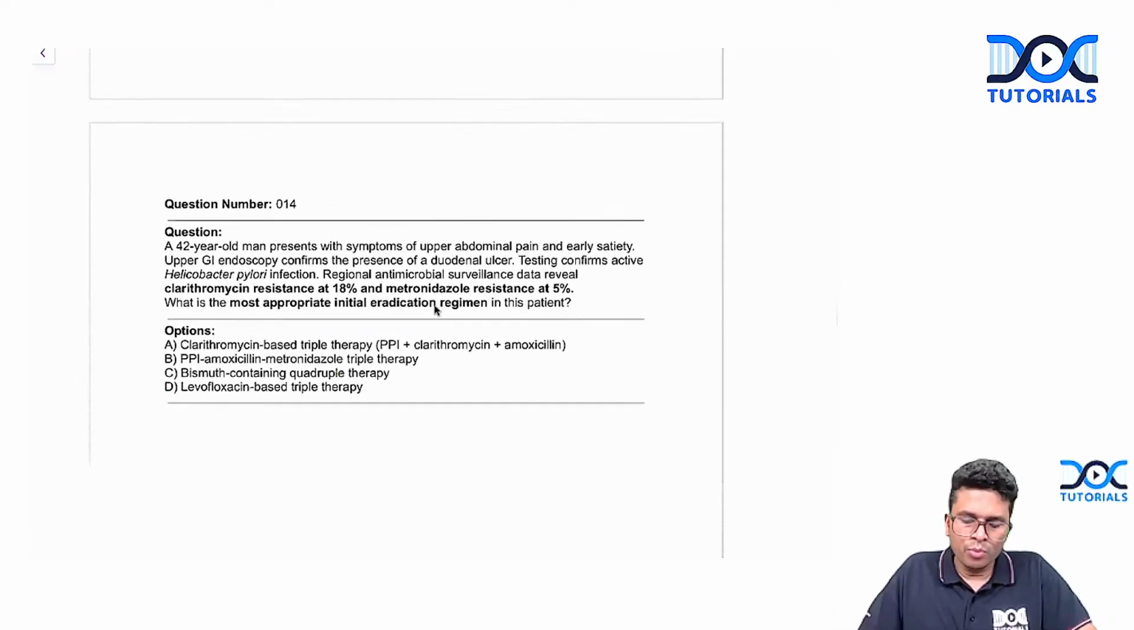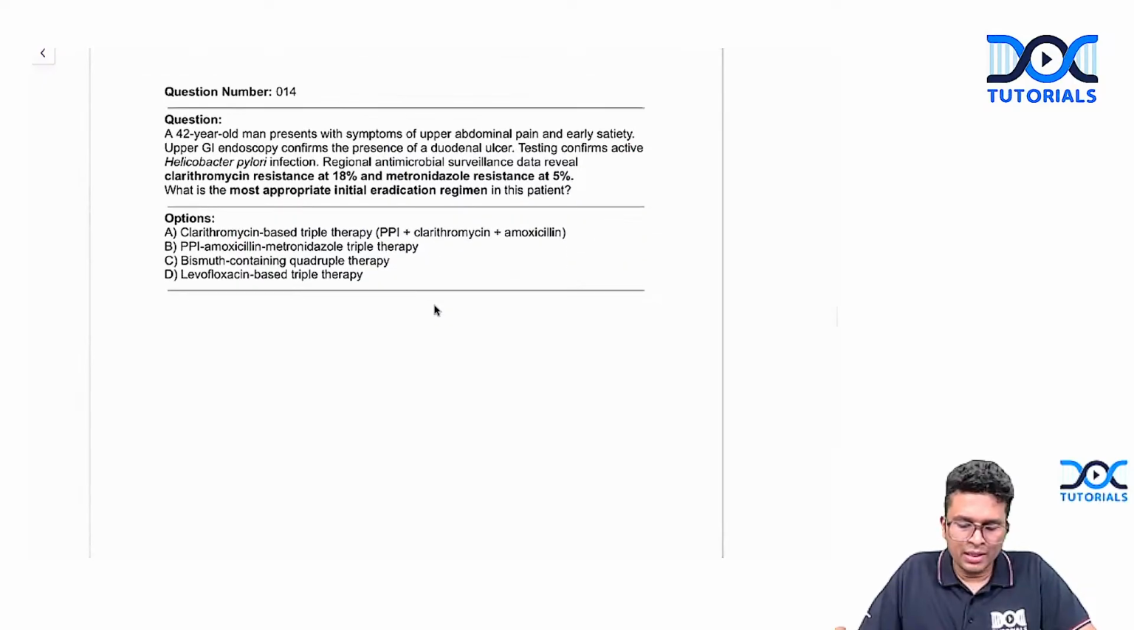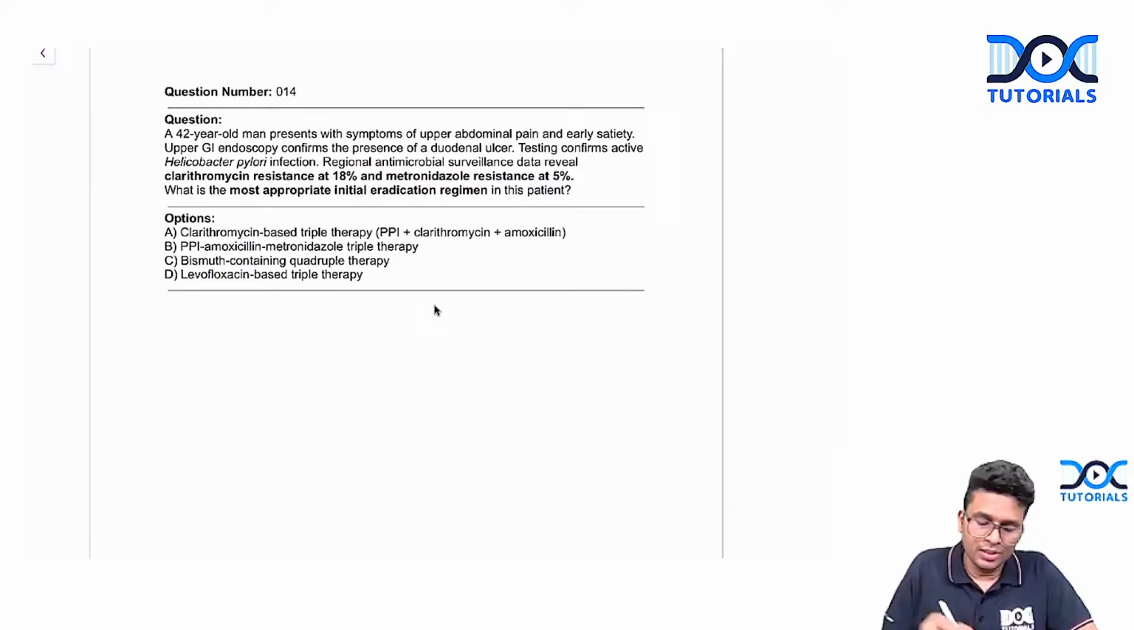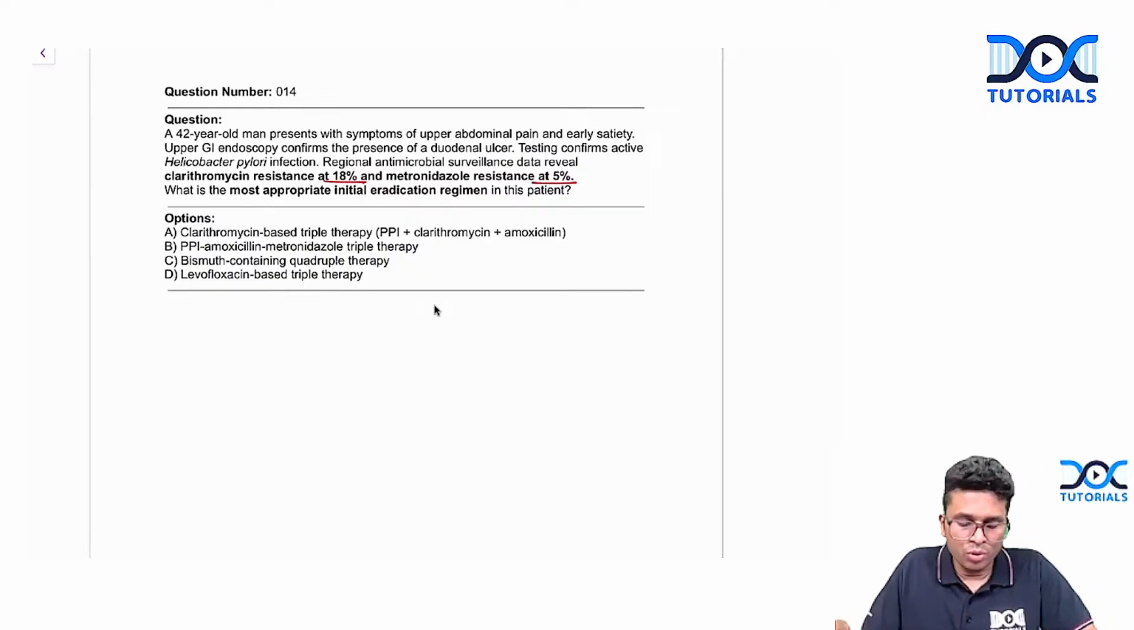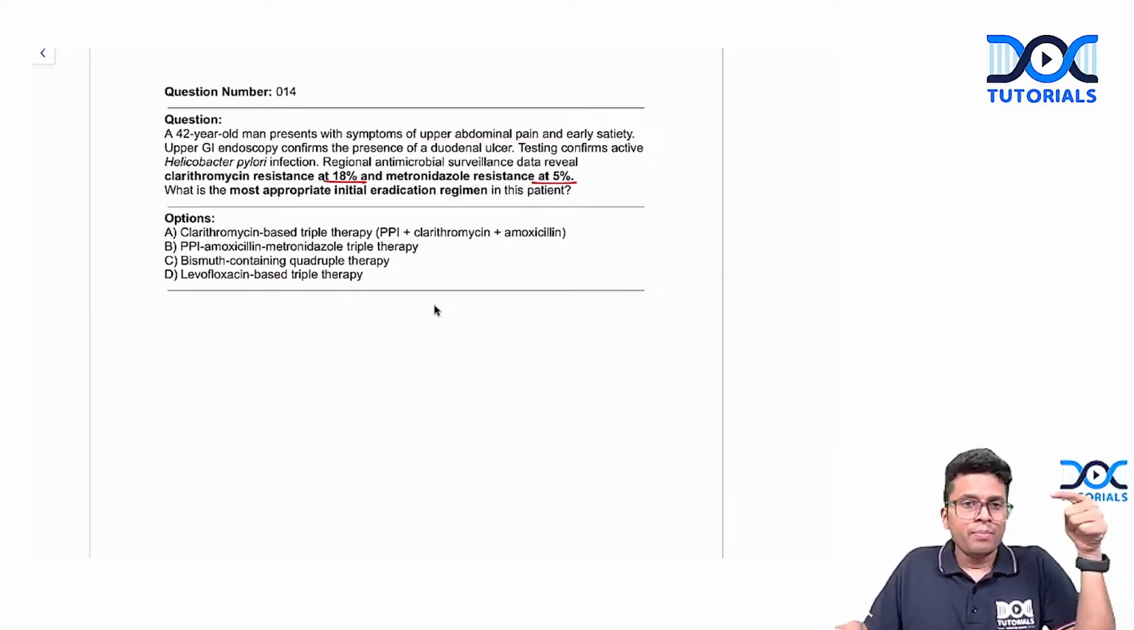Question number 14. A 14-year-old man presents with symptoms of upper abdomen pain, early satiety, and upper GI confirmed duodenal ulcer. Testing confirms active Helicobacter pylori infection, and regional antimicrobial surveillance says that clarithromycin resistance is at 18% and metronidazole is at 5%. What's the most appropriate initial eradication regimen for this patient? A is clarithromycin based triple therapy. B is PPI, amoxicillin, metronidazole triple therapy. C is bismuth containing quadruple therapy, and D is levofloxacin based triple therapy.